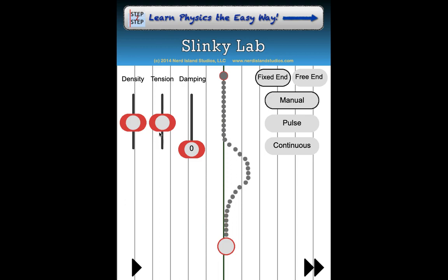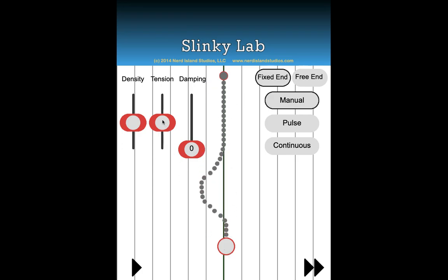Any of you who play any kind of stringed instrument know that if you tighten the string, it's going to vibrate faster. It's going to have a higher pitch. That's because the wave in the string moves faster up and down. I think I can adjust that, and notice it's going to pick up speed in this case. Let me move that back down.